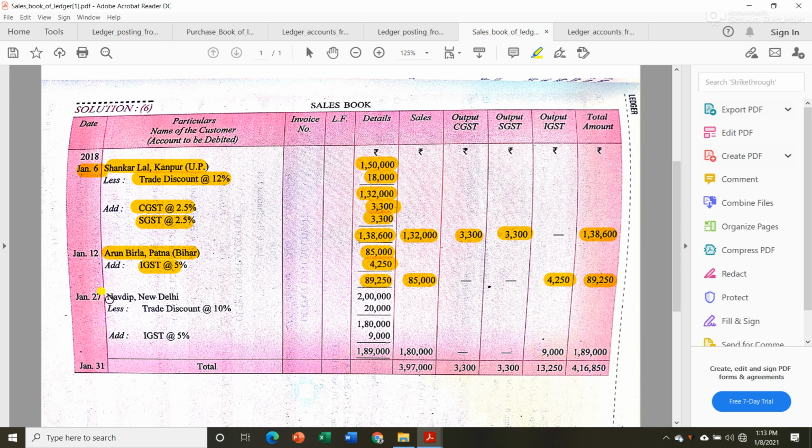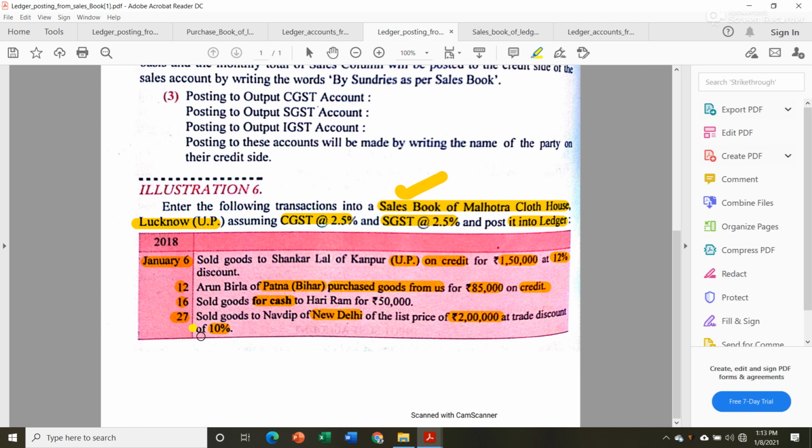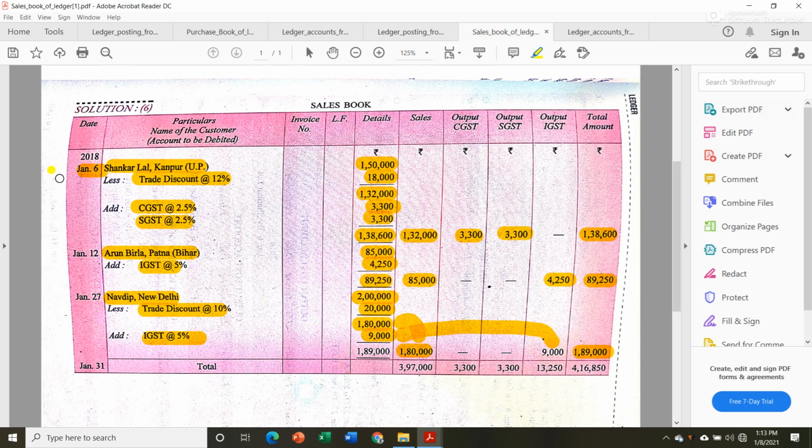So we will write Navdeep, New Delhi, amount is 2 lakh, then trade discount deducted 10% is 20,000, then we got 1,80,000, and IGST is 5%. So 10% is 18,000, then half of 18,000 is 9,000. So we got 9,000 of IGST amount. In the sales column we have 1,80,000, then this IGST amount will come in here, 9,000, and altogether we have 1,89,000. Now since our question is finished here, at the end of this month, that is January 31st, we will find the total of all the 5 columns.